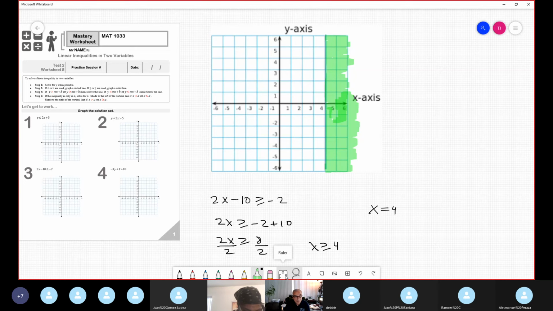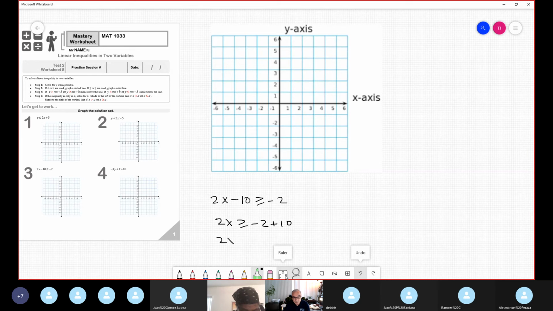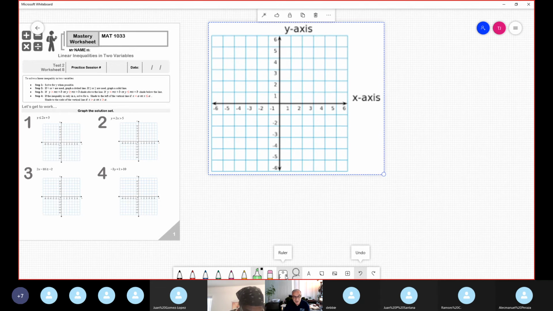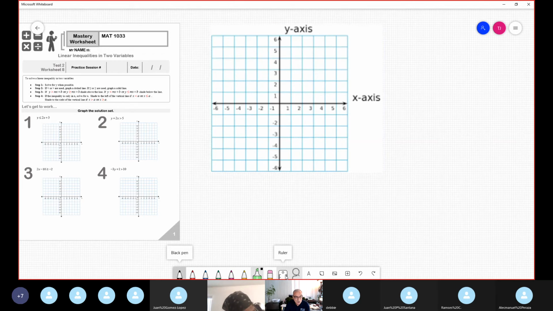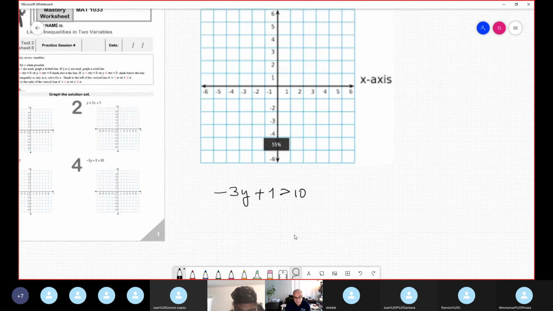Do you follow me? Let's do it in the same graph, number 3. Let me zoom. Number 3 is similar, but completely opposite. The equation is minus 3y plus 1 greater than 10. Entonces x is missing, so I immediately suppose it is a horizontal line.